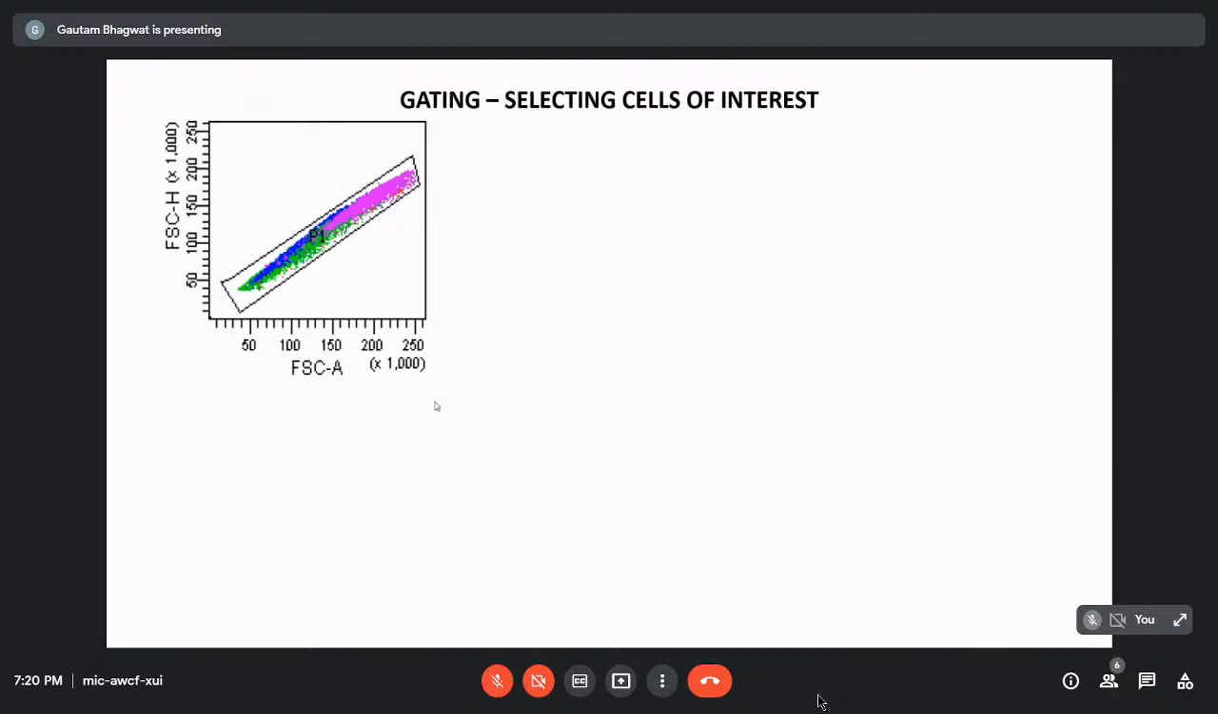and we get the plots and the graphs. So now what do we do next? So we have to make some gates. Now what is a gate? A gate is that we select our cells of interest.